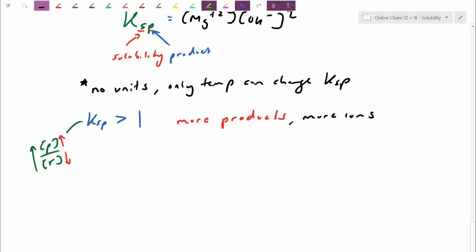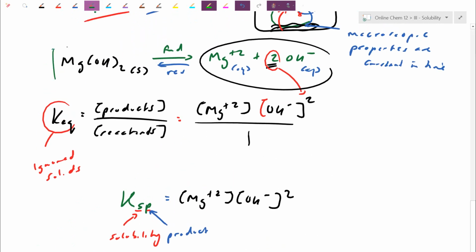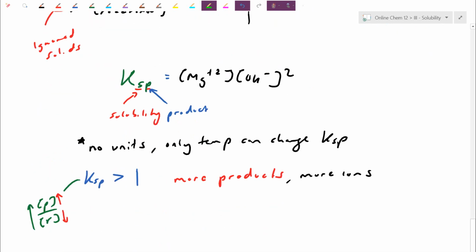So more ions, going to be more conductive, all that's true. The only reason why I would have more ions is because this salt here is actually more soluble. It's not that hard to break this up here. Every time it breaks up, it creates more and more and more ions. The higher the ion concentrations, the bigger this KSP, KEQ number is going to be as well.